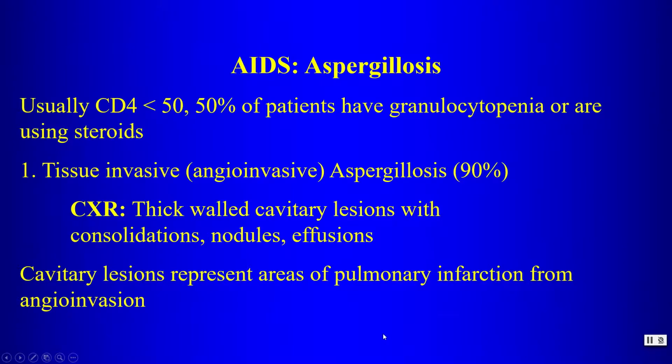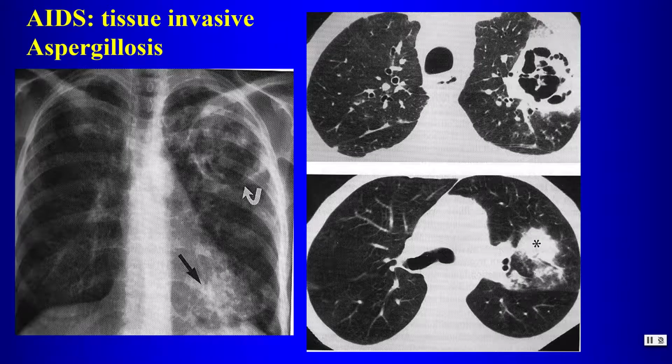Other infections that can occur is aspergillosis. This can occur if the CD4 count is less than 50. The patients can get tissue invasive or angioinvasive aspergillosis, and we've discussed in an earlier lecture what that would look like. Cavitary lesions as a result of pulmonary infarction from angioinvasion.